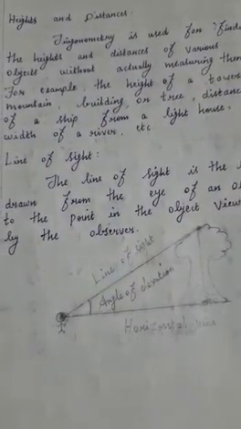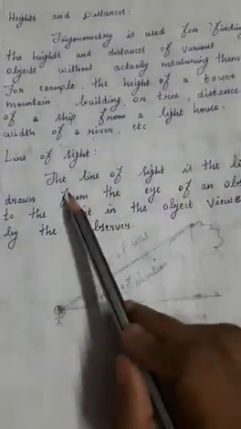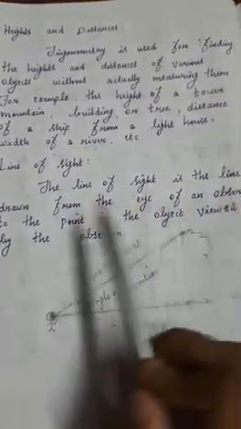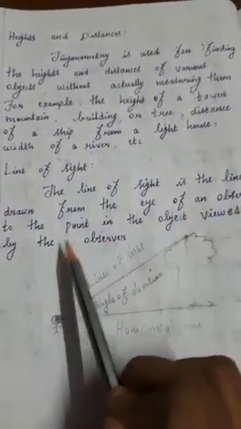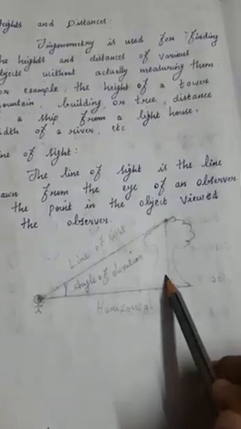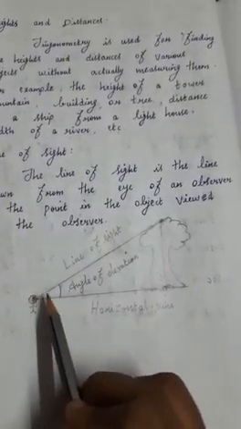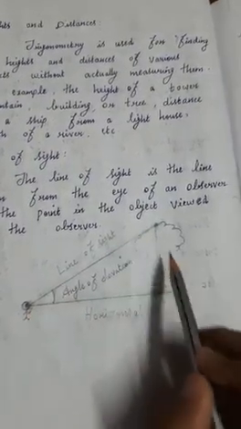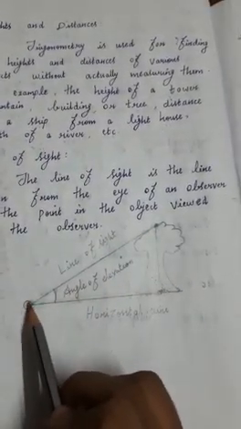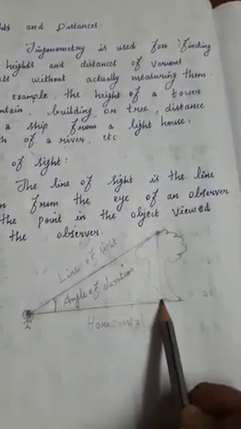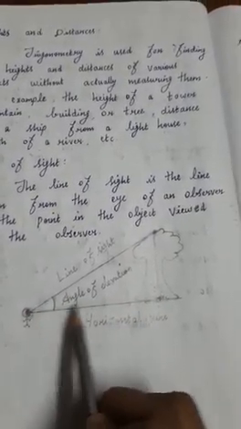Now let us see the definition of line of sight. The line of sight is the line drawn from the eye of an observer to the point on the object viewed by the observer. See this diagram. Here we have one tree, and one person is standing some distance away from this tree and looking straight at it.